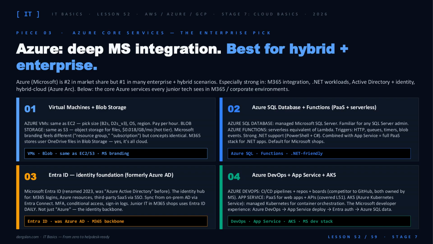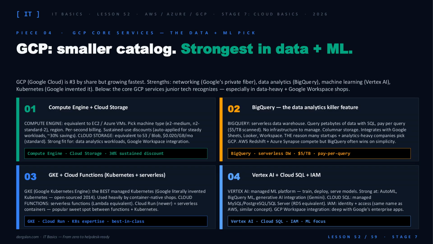Now to GCP, Google Cloud, third in market share but the fastest growing, and a favorite anywhere data and machine learning matter. The same building blocks are here. Compute Engine for VMs, Cloud Storage for objects, Cloud SQL for managed databases, and Cloud Functions for serverless. But the real reasons teams pick GCP are BigQuery, a serverless data warehouse. You just query with SQL, no infrastructure to babysit. Vertex AI for machine learning with Gemini baked in. And GKE, the gold standard for Kubernetes since Google invented it.